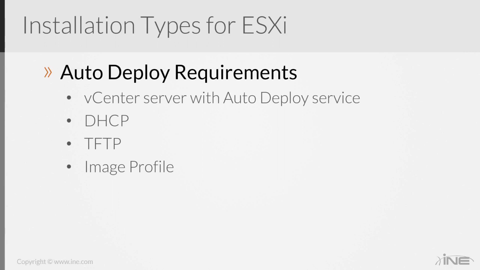Okay, so I have another slide here with the requirements for auto deploy. As I mentioned, you would need a vCenter server already deployed in your infrastructure and with the auto deploy service enabled. Let's just bear in mind with vSphere 6.0, both the vCenter server appliance and the Windows-based installation, you don't need to install the auto deploy server as a separate service. It's already installed on the vCenter server. You just need to enable it.